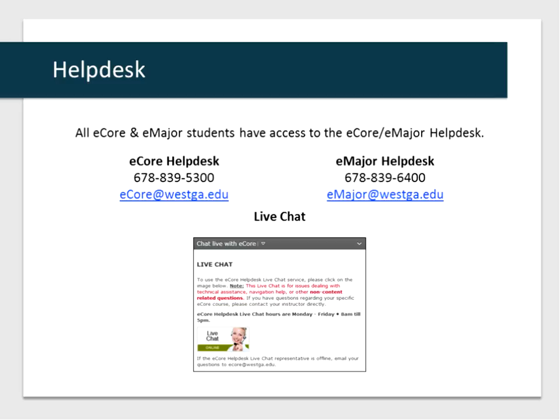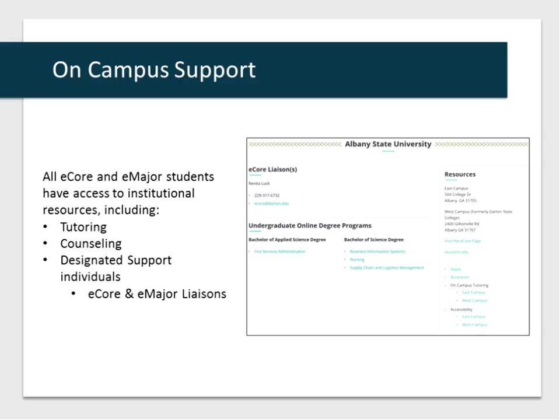There are 2 phone numbers there for the eCore and the eMajor Helpdesk, as well as the emails. And then each course has that live chat widget located on the course homepage. And the students are able to see when chat is live and when it's offline. So if it's live, 8 to 5, Monday through Friday, they can click there and get immediate help from one of our Helpdesk representatives.